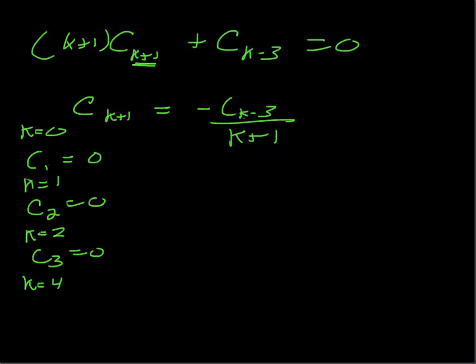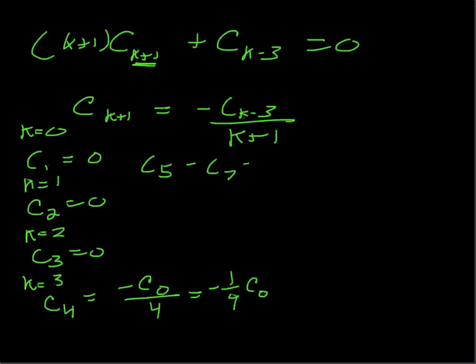Now, when k is equal to 4, this is the one we don't know yet. Okay, or k equals 3. I was jumping ahead. I was thinking C4. So when k is equal to 3, then we have C4 is equal to negative C sub 0 over 3 plus 1, which is 4. So this equals negative 1/4 C sub 0. Now, hopefully you understand that C5 through C7 are also going to equal 0 because they're all based on C1, 2, and 3, which are already 0.